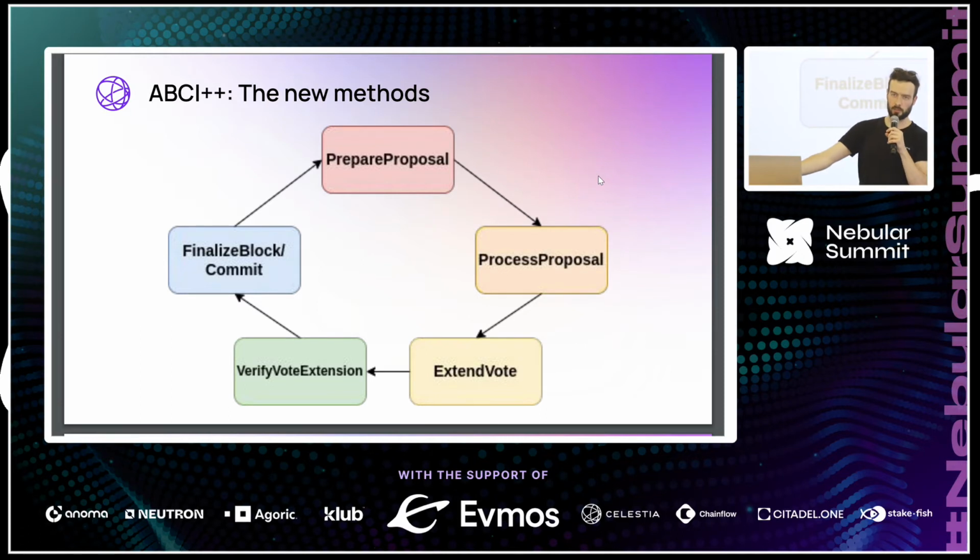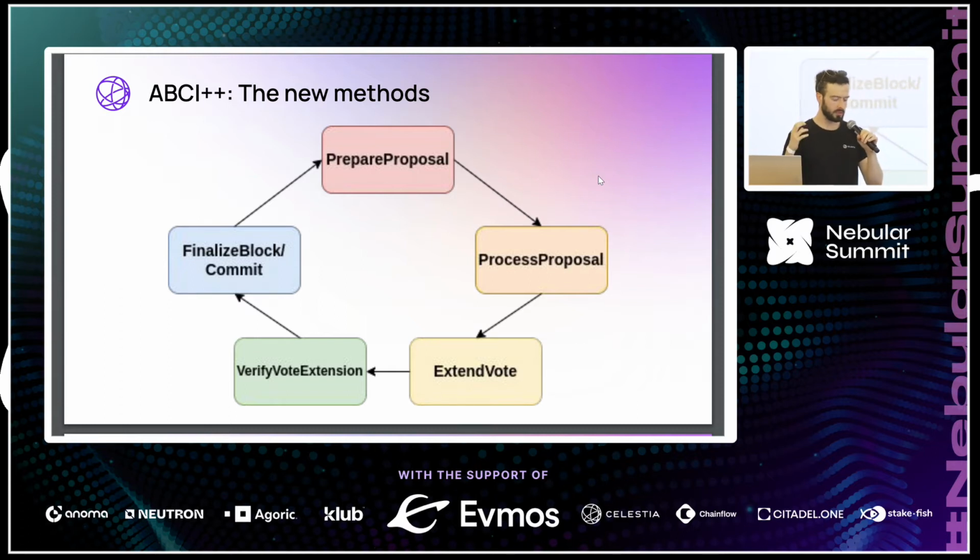Same goes for process proposal. Process proposal is when the block is gossiped to you, and you can run some arbitrary logic on that proposal block, which again is a super powerful tool. You can add arbitrary block validity rules into process proposal. This is all going in order in a typical round of consensus. And now we go to extend vote.